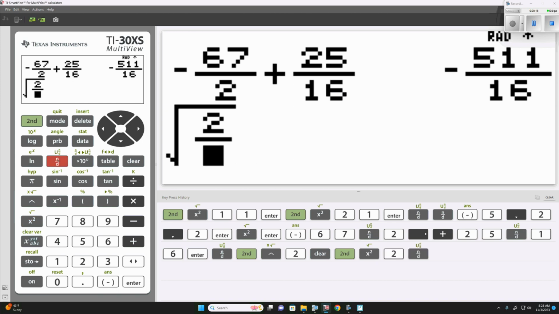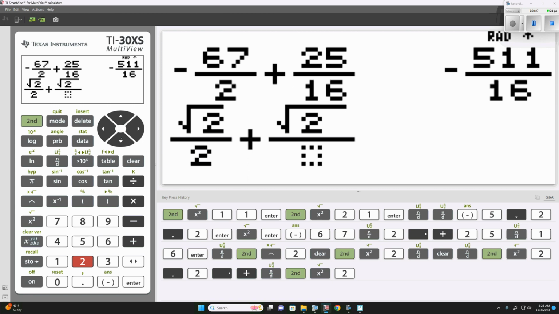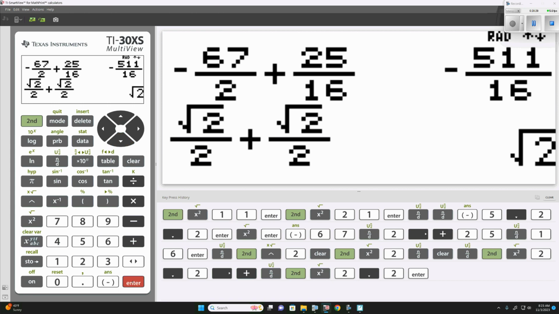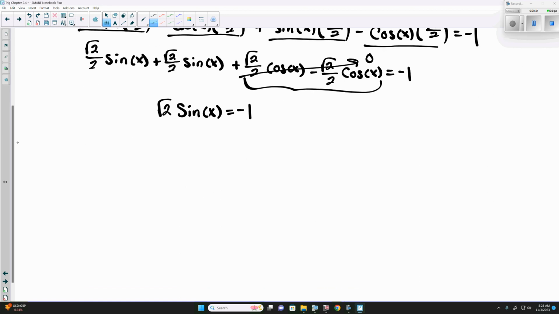Square root 2. Okay, let's try this one more time. Square root 2 over 2 plus square root 2 over 2 is square root of 2, because we're really doing 1/2 plus 1/2. So out of all that, it tells us that square root 2 sine of x equals -1. Well, this is almost taking us back to the first lesson. Just divide and solve, yes?